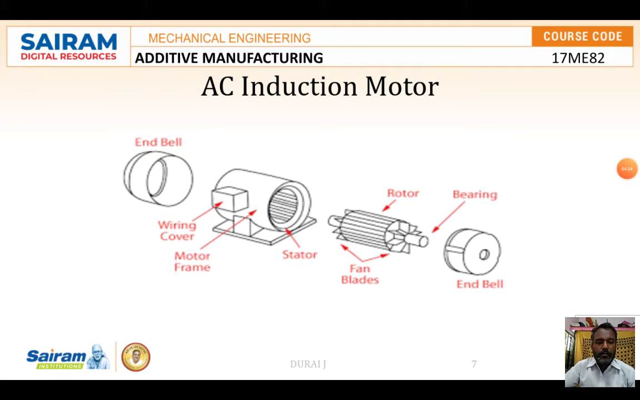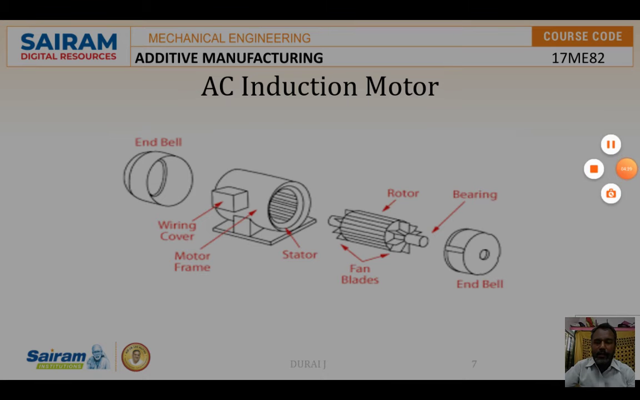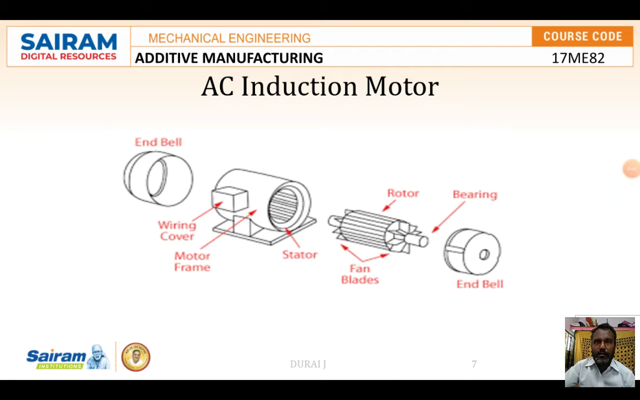Next we are going to discuss the AC induction motor. The parts are given here. The main parts of the AC induction motor are the rotor and the stator. The stator includes the stationary element and generates the magnetic flux, and the rotor construction looks like a squirrel cage. This looks like a squirrel cage, and it is called a squirrel cage induction motor.